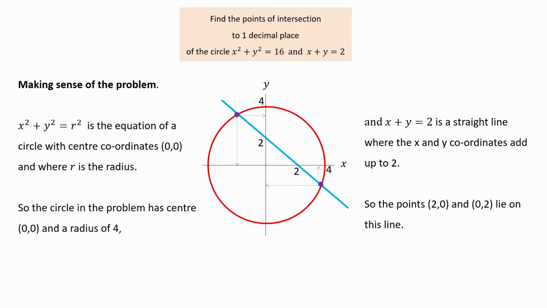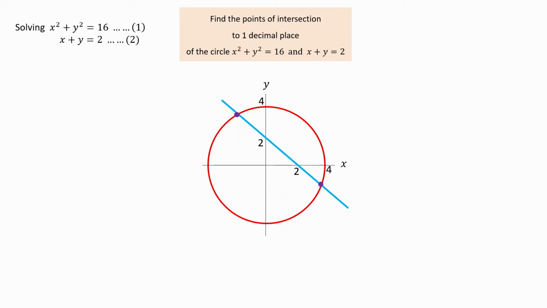The sketch also provides a check for the answer. The coordinates lie in quadrants 2 and 4. Solve these simultaneous equations. First, label them 1 and 2. Rearrange equation 2 by subtracting x from both sides to make y the subject.